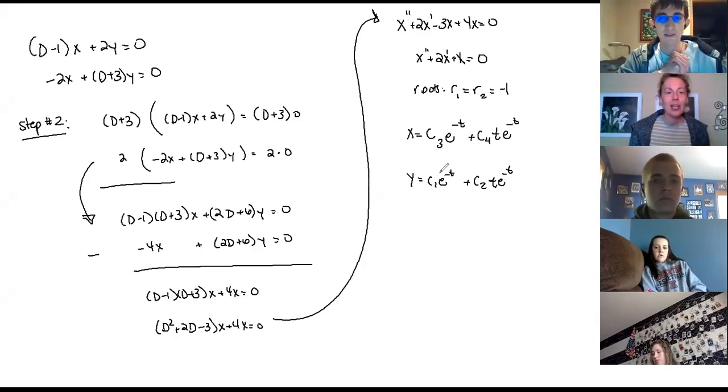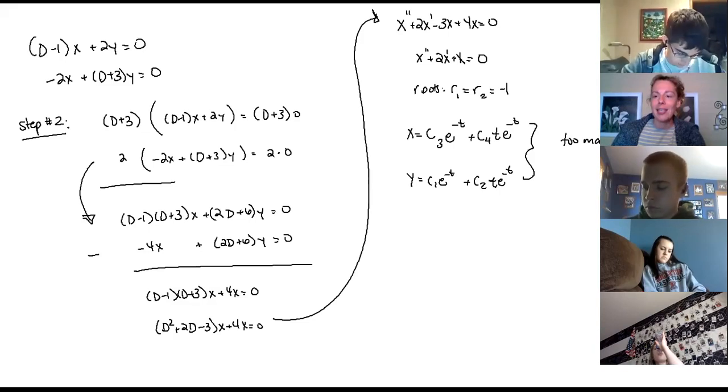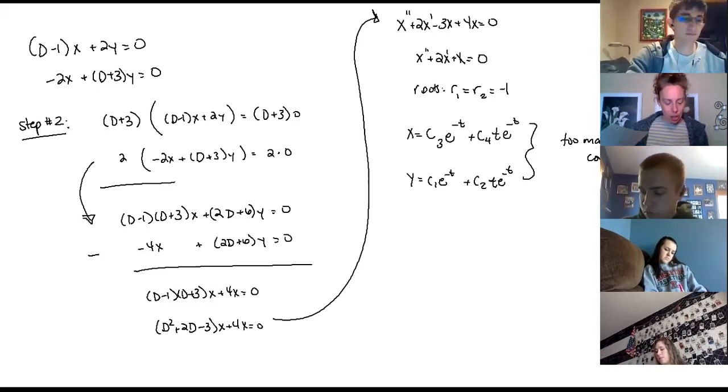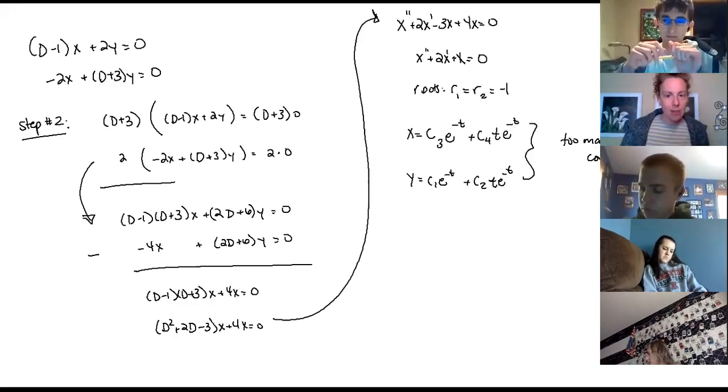And the answer is use the original equations. So again, this is too many unspecified constants, and that earns me a frowny face. I do not like that. That is sad. We can go back to our original differential equations and get to 2 unspecified constants.